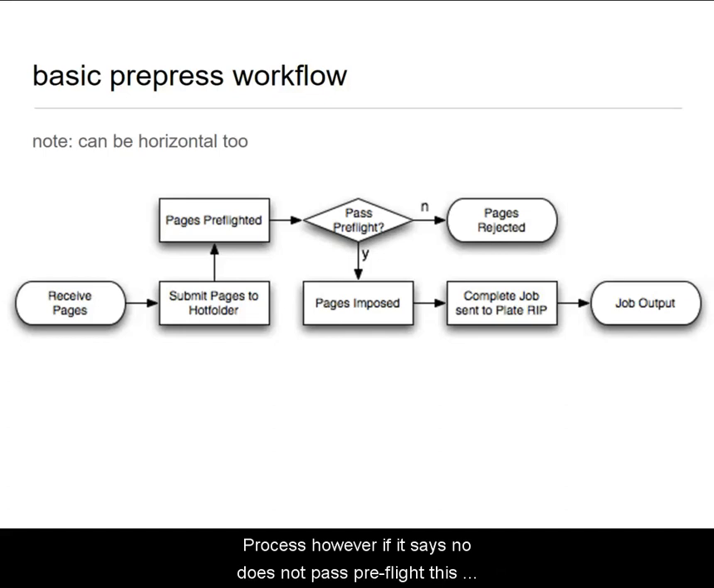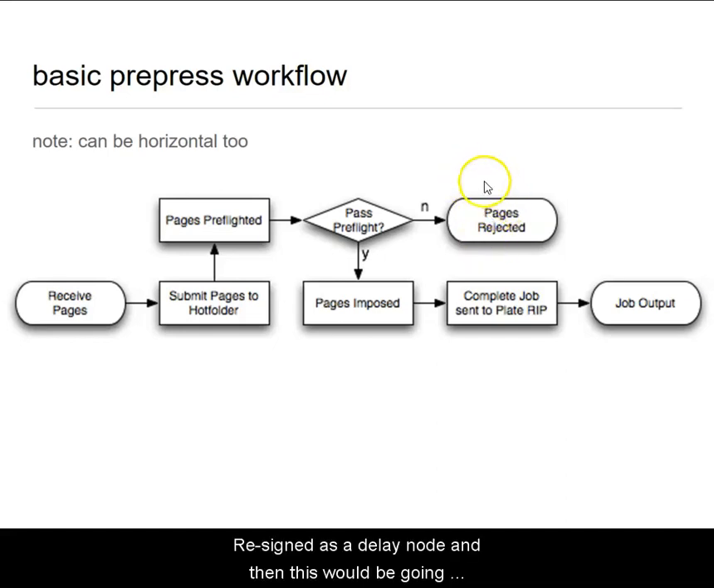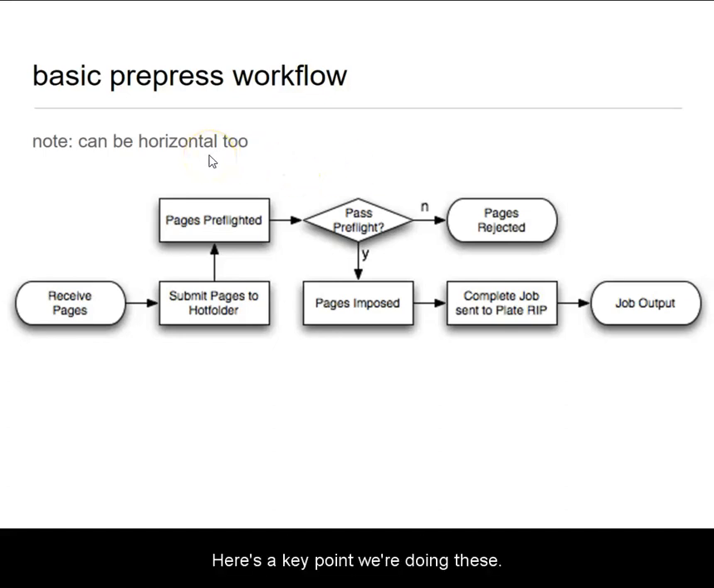However, if it says no, it does not pass pre-flight, this is where I was telling you we can't have more than two terminator nodes. Here's a terminator node here. In reality, would we just stop if the pages are rejected? No, this would have to be reassigned as a delay node, and then this would be going over to another process, perhaps another non-value added. Why were they rejected? Was it our problem or was it a customer's problem? Here's a key point when we're doing these flowcharts.